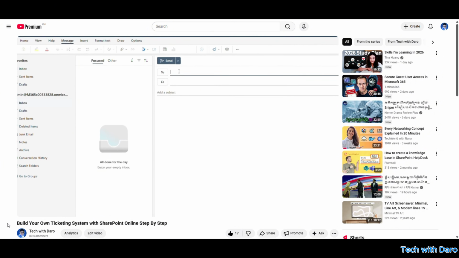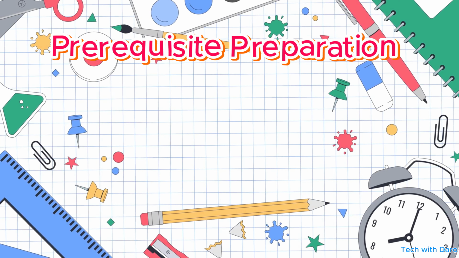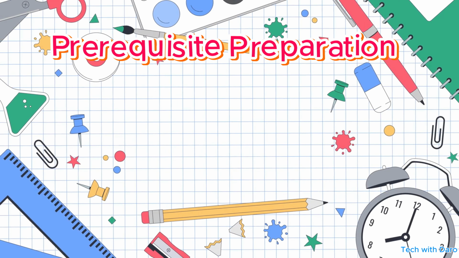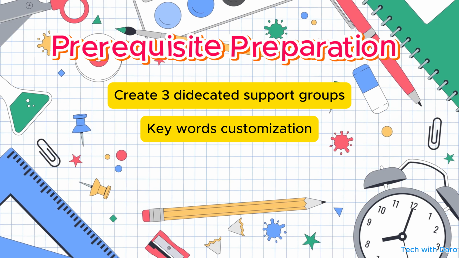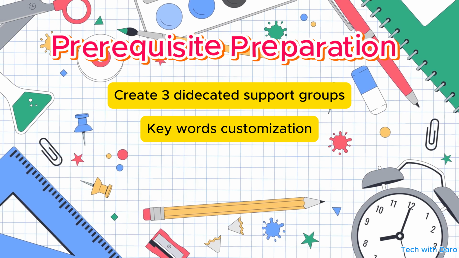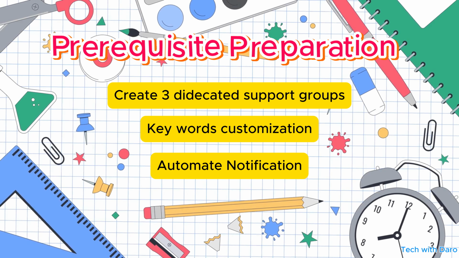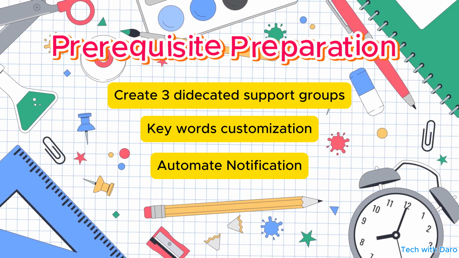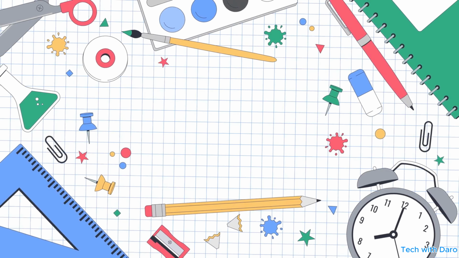In our previous tutorial, we already showed you how to automatically create a ticket from an incoming email. Before we start the automation, here are the prerequisites for today's tutorial. The first thing is we need to create a dedicated group for ticket assignment. The second is we need to customize the keyword for assigning tickets to the support group. And the third one is the automated notification system. So in each trigger, we need to alert each support group and the requester as well.